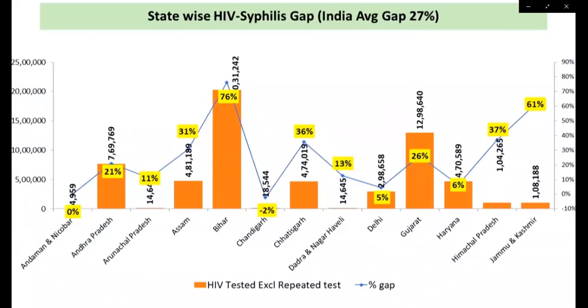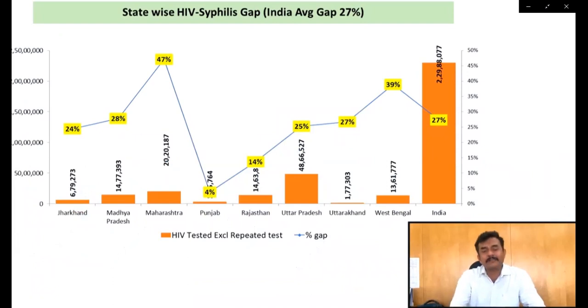In the current slide, you can see the gap. There is a bar which shows the number of tests being done, and the percentage shows the gap. The denominator is HIV testing. So against HIV testing, what is the gap for syphilis testing? You can see a huge gap in a few states, like a 76% gap in Bihar, 26% gap in Gujarat. There are only a couple of states shown, so for all the states, you should look into it.